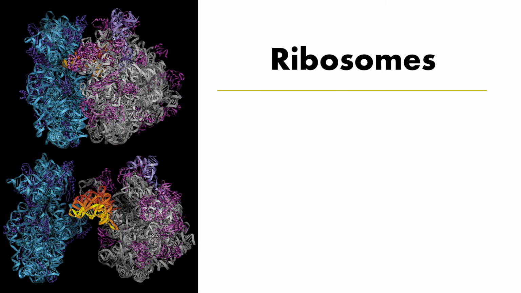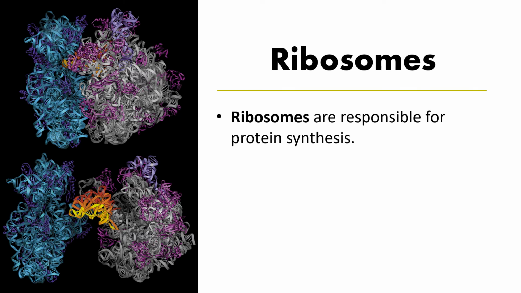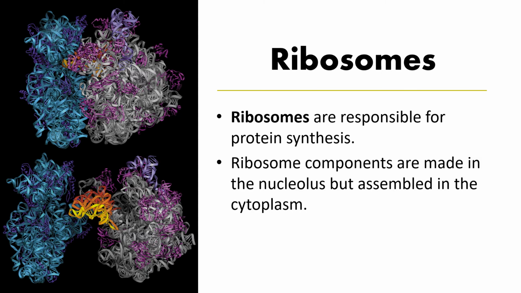So let's now talk about the ribosomes. Ribosomes are going to be these special enzymes that are going to take the instructions from the DNA and turn them into proteins. So they're going to be responsible for protein synthesis. That is their function. They're going to be made in the nucleus, but they are then going to be shipped outside of the nucleus and assembled in the cytoplasm. There are actually two different components of the ribosome. They have a large subunit and a small subunit, and they come together inside of the cytoplasm.